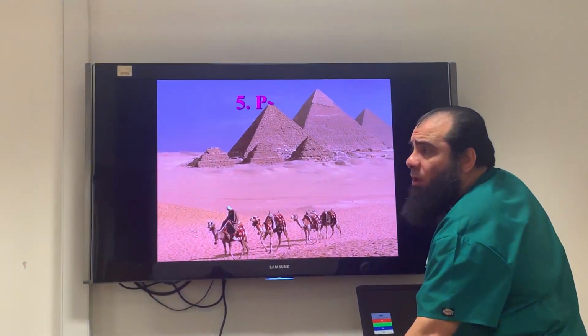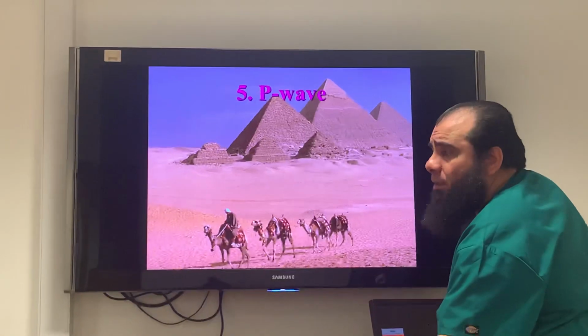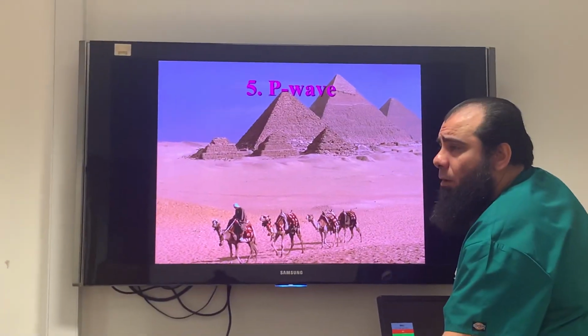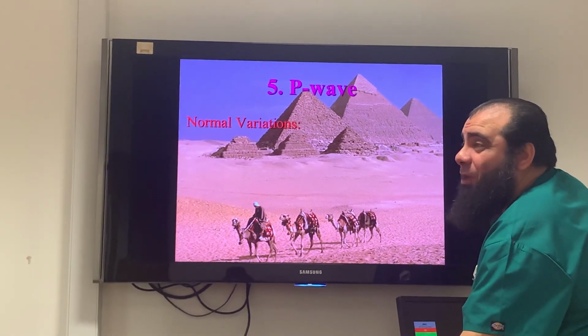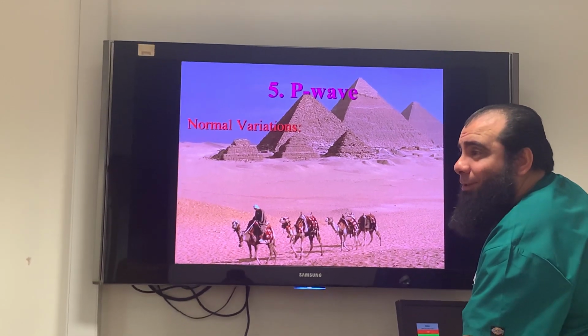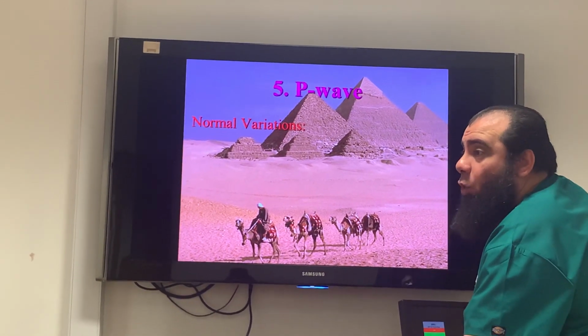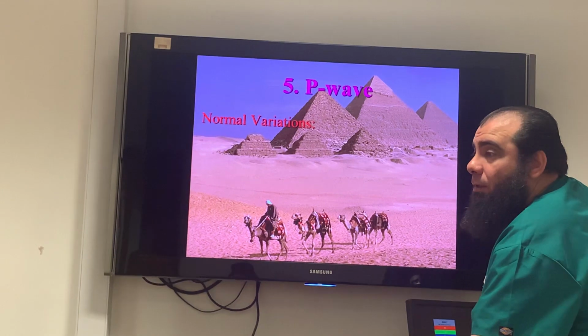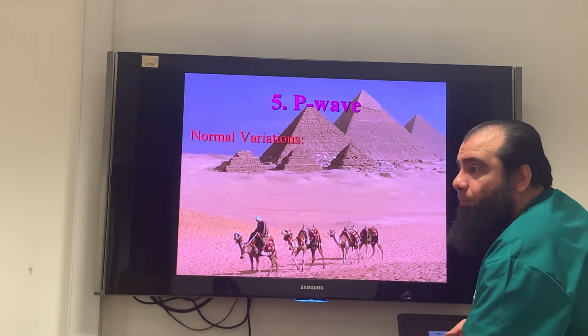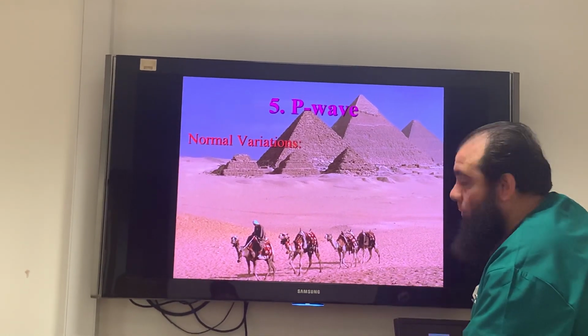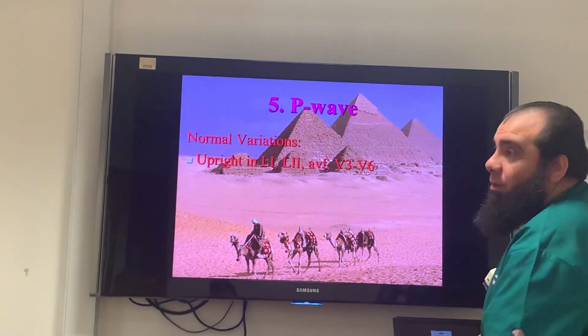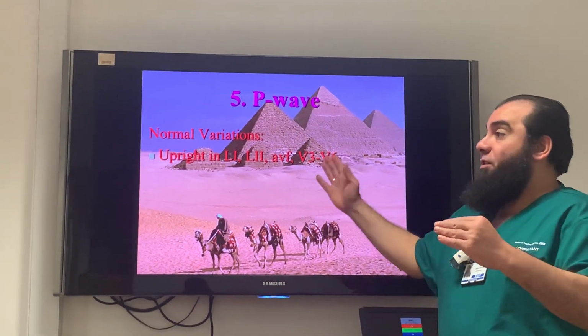Can we translate 2.5 small squares into seconds? One small square is equal to 0.04 seconds. So 2 small squares is 0.08, so 2.5 is about 0.1. It's the maximum. These are normal variations, meaning it can be normal with these variations.